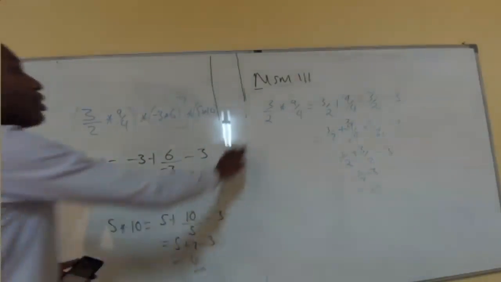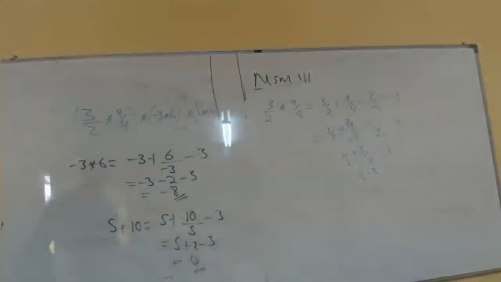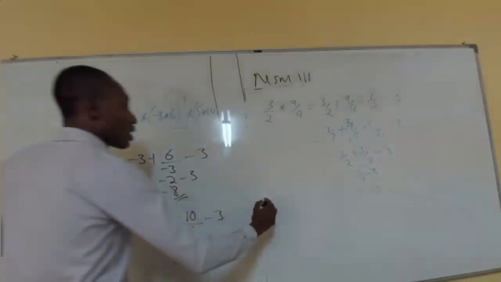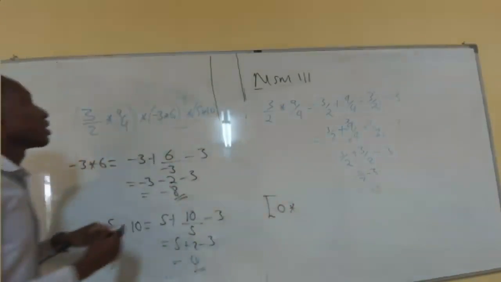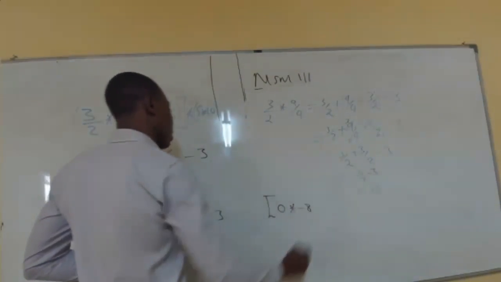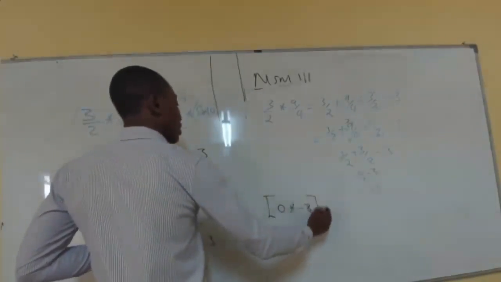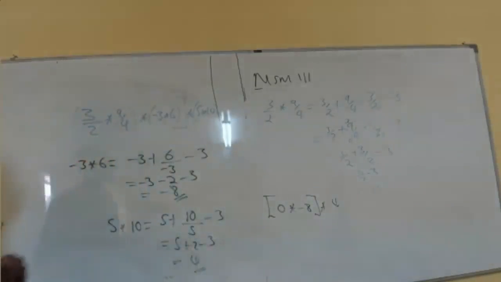We know that 3 over 2 star 9 over 2 is 0. Okay, so if I'm going to replace the component, 3 over 2 star 9 over 2 is 0, right? So we have 0 star, then negative 3 star 6 we found as negative 8, so we have negative 8, right? Right, so I'm just replacing. We found negative 8, then 5 star 10 is 4. Okay.